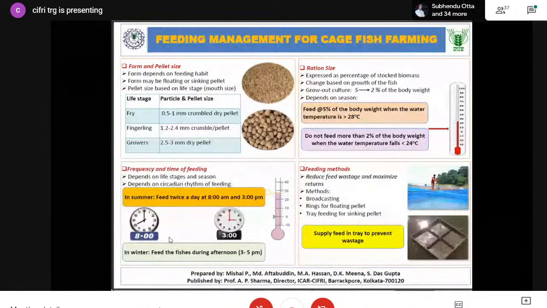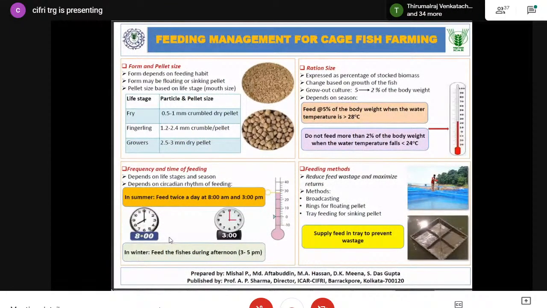And I have discussed all this. When to feed, we have standardized two things for our freshwater fishes. We have seen that if the temperature is below 24 degrees centigrade, particularly the carps and catfishes like Pangasius, they do not consume feed. So we should regularly monitor the environmental quality, particularly the temperature, and based on that, we should calculate our ration level.